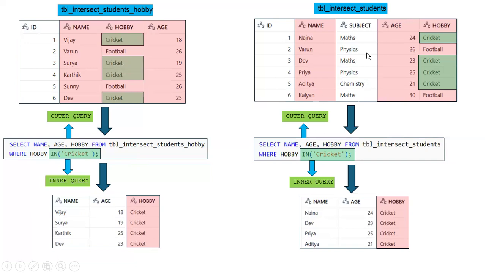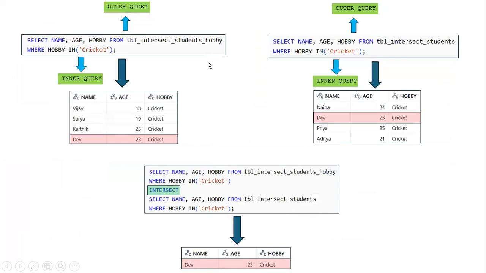Similarly, this is the second table. Here also I am trying to find out overall who has the hobby of cricket. See whatever is highlighted, cricket. Those are the ones having cricket as a hobby, so it will print only these rows. Next, with the help of this table and this table, I'm trying to apply intersect here. We already discussed this and this one.